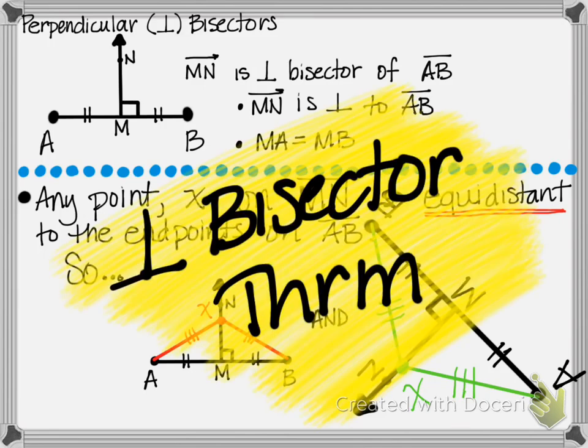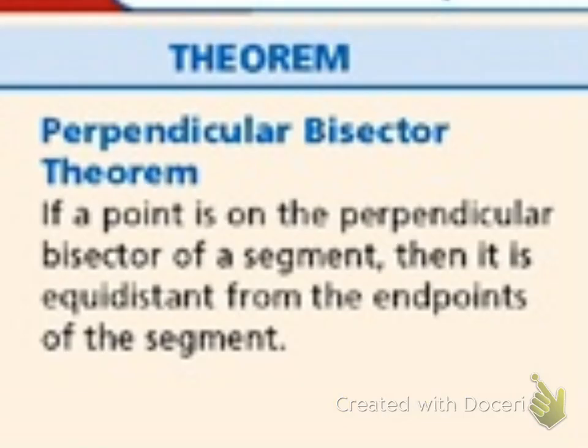This is known as the perpendicular bisector theorem. In our textbook it states that if a point is on the perpendicular bisector of a segment, so when we pick that point X and put it on the perpendicular bisector, then it is equidistant from the endpoints of the segment.